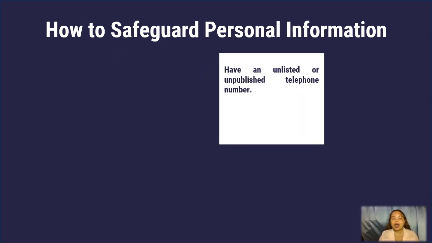Next, have an unlisted or unpublished telephone number. So this choice enhances privacy by restricting easy access to your phone number, limiting unwanted calls from telemarketers or individuals with whom you haven't shared contact details.